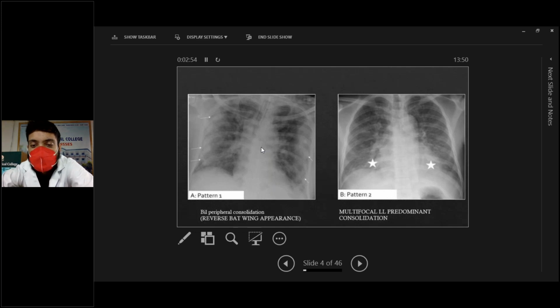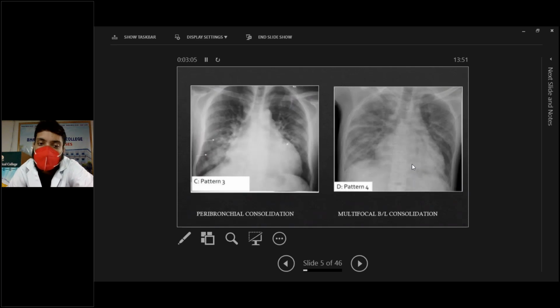And the next most common thing is the consolidation. So consolidation, where do we look? We look in the lower lobes of the lung, such as in this particular image where we see lower lobe predominant consolidation. And it can also occur in the peribronchial region, as in this case, and it can be multifocal.